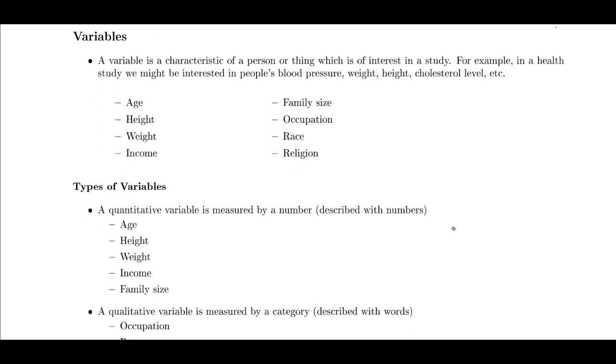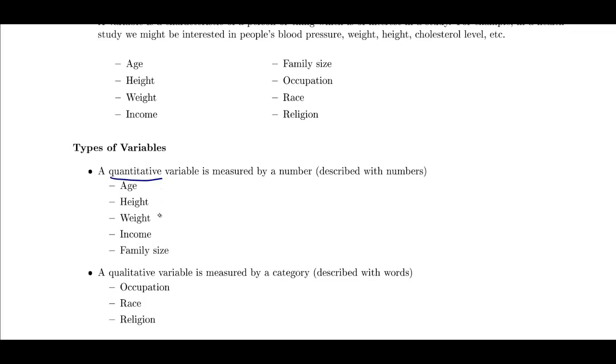And if we're going to talk about variables, we're going to want to talk about types of variables. So first we have what's called a quantitative variable. Quantitative variables are described with numbers. Quantitative variables could be age, height, weight, income, family size, anything you could describe with numbers. A qualitative variable is measured by a category, or you could only describe it with words. So things like occupation, race, religion, eye color.